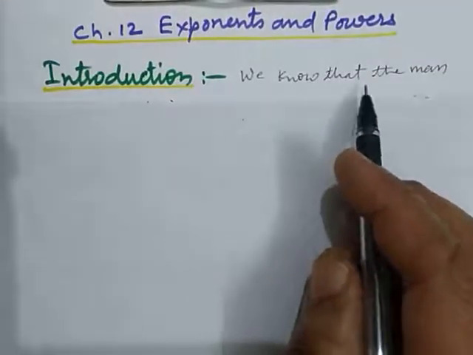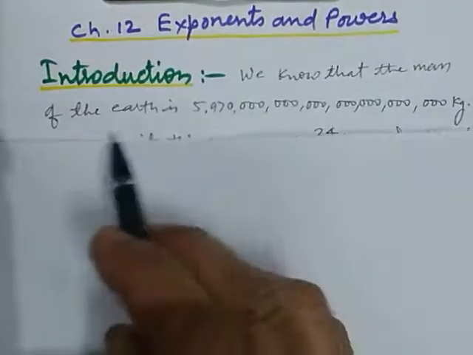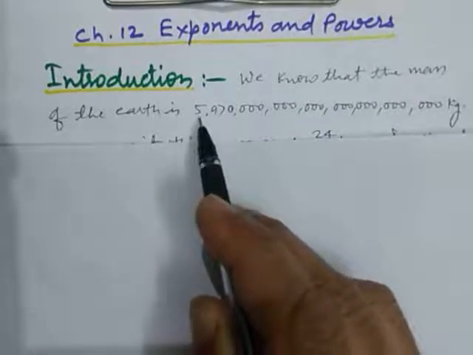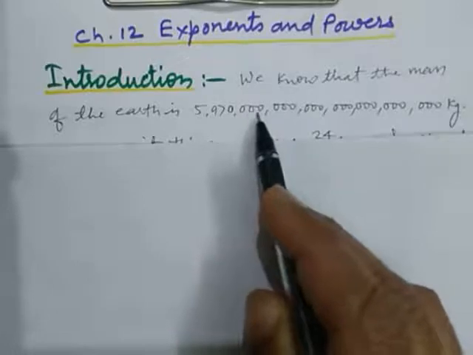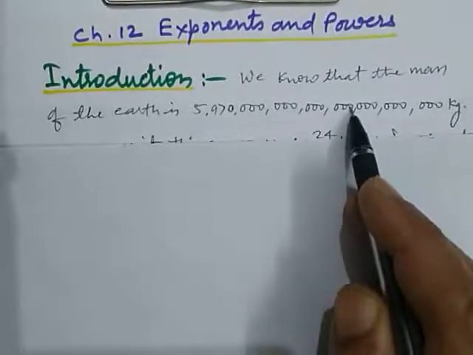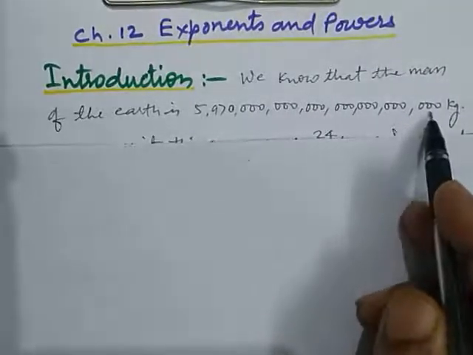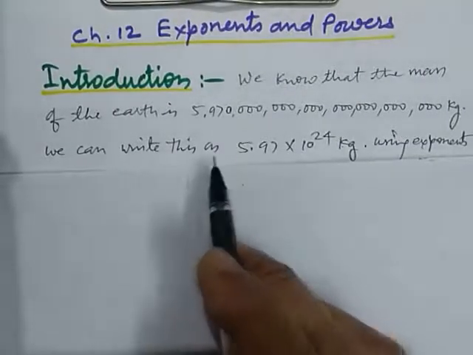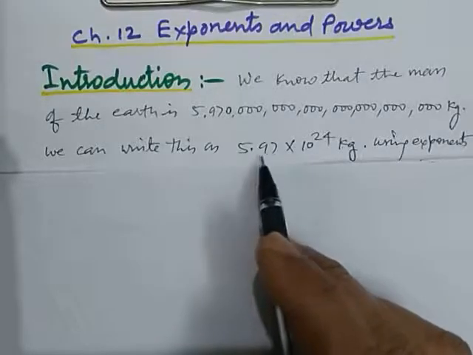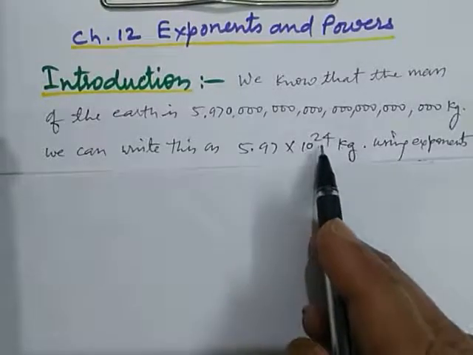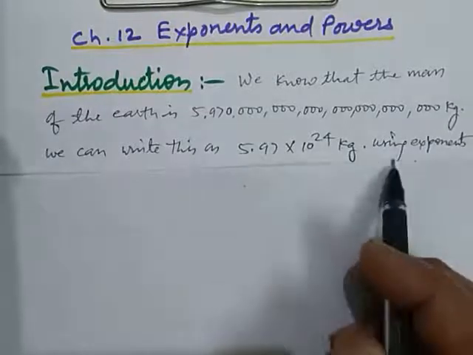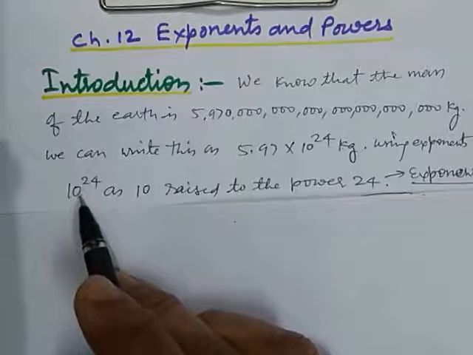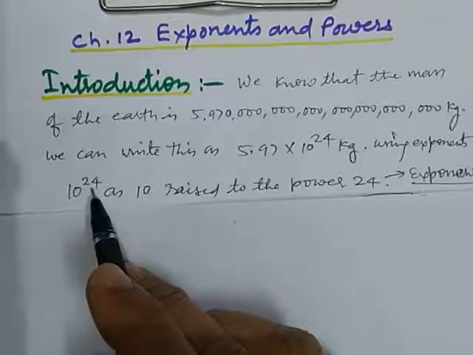We know that the mass of the earth is 5,970,000,000,000,000,000,000,000,000 kg. We can write this as 5.97 into 10 raised to the power 24 kg using exponents. Okay. Here, 10 raised to the power 24.